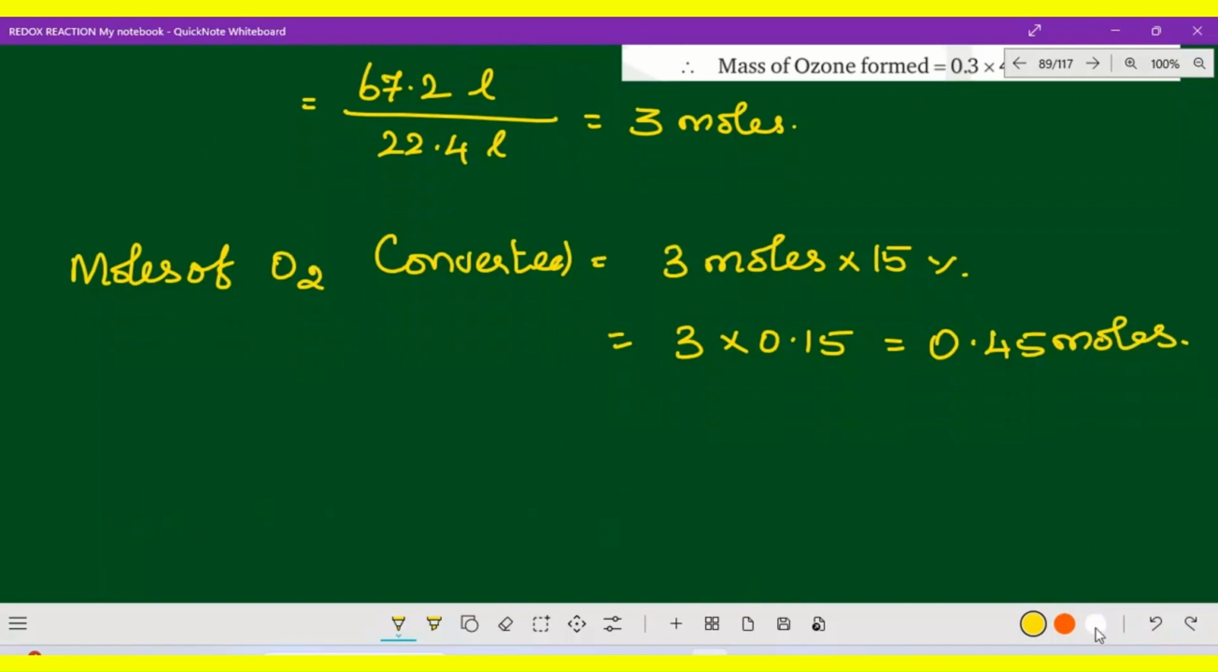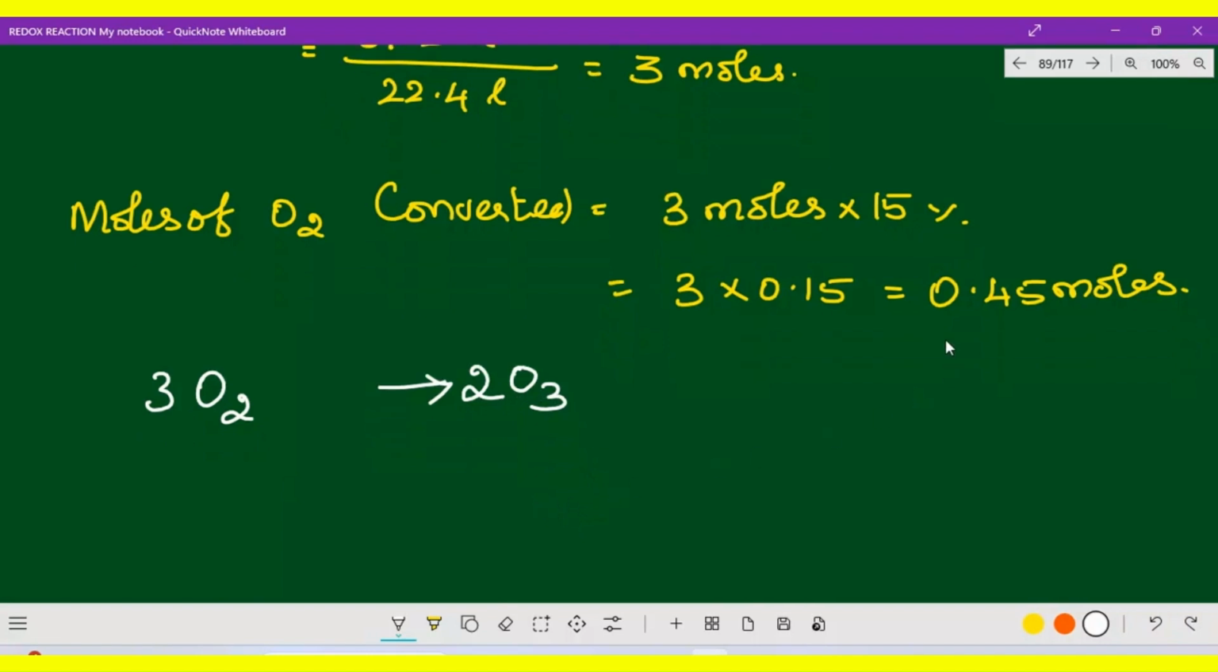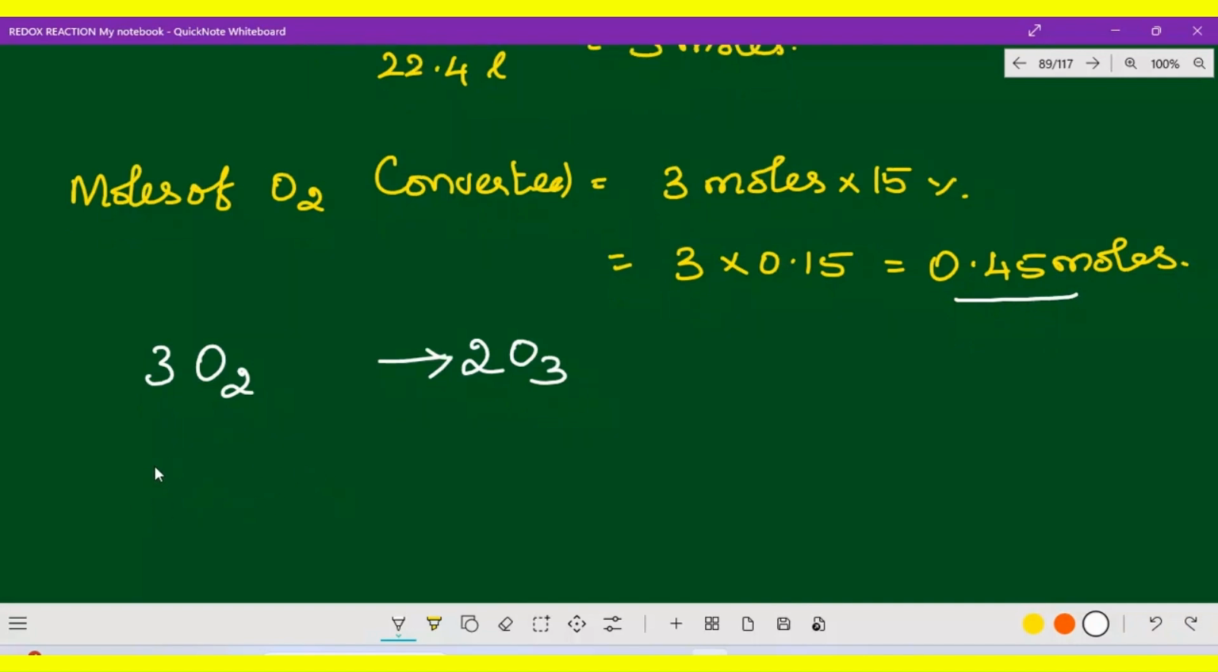Now the third step: the stoichiometric, balanced chemical equation. Oxygen O2 can convert to O3. So 3 moles of oxygen can convert into 2 moles of ozone. So for 0.45 moles converted, how much will it be? 3 moles of oxygen can give 2 moles of ozone.